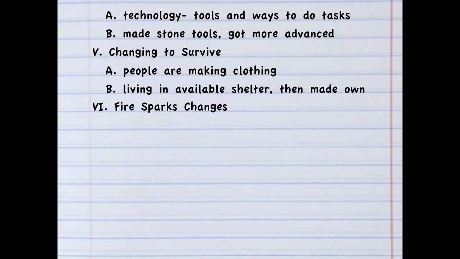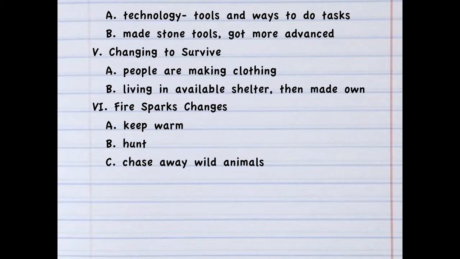Next up, fire sparks changes, a little pun there. Fire brought about many changes in the way that humans lived. Particularly, we could keep warm. We could also use fire to hunt by burning woods down and flushing the small animals out. Fire could also be used to chase away wild animals at night, and it was an excellent way to cook food.